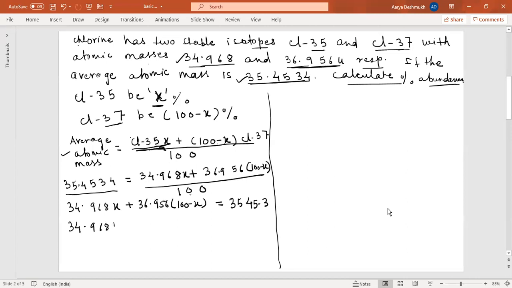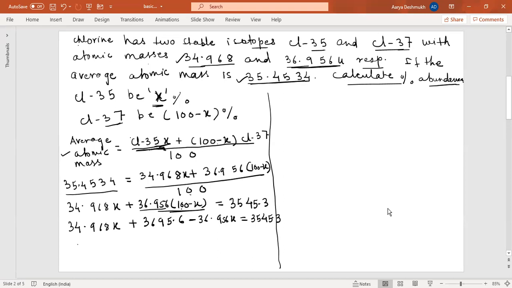34.968 X plus, now you solve the bracket here, multiply this with 100. Okay, so you'll get your 3695.6 minus 36.956 into X equals to 354.3. Okay. What did I do? I just solved this bracket here. Now you can write further.